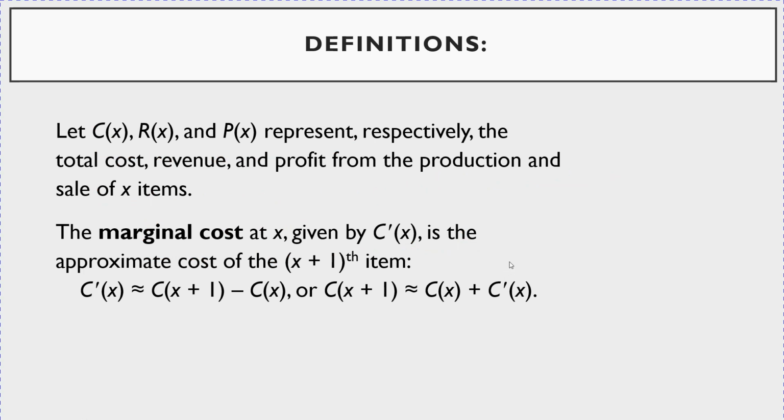We're going to let C of x, R of x, and P of x represent, respectively, the total cost, total revenue, and total profit from the production and sale of x items. So you're going to make x items and you're going to sell x items. So the marginal cost at x. Now here's the thing, before I continue, a lot of people are like, doesn't every item you produce cost the same amount? It's not necessarily the case, right?